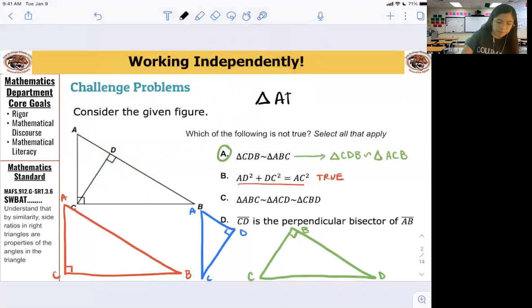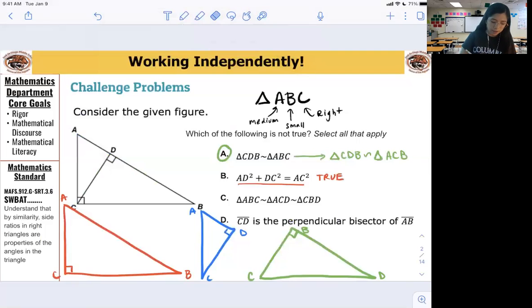So let's look at ABC. In ABC, which one is the right angle? Angle C, good. Angle C is the right angle. Which one's the smallest angle between A and B? Good, B is the smallest. So it goes medium angle, smallest angle, and then right angle.